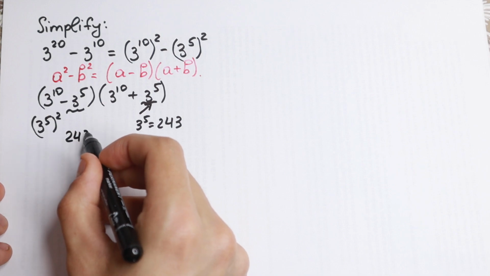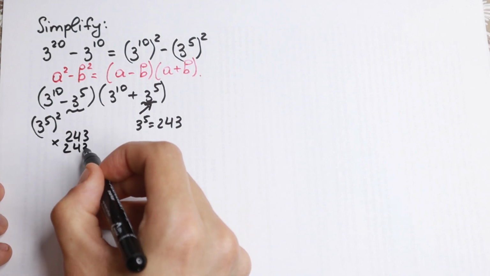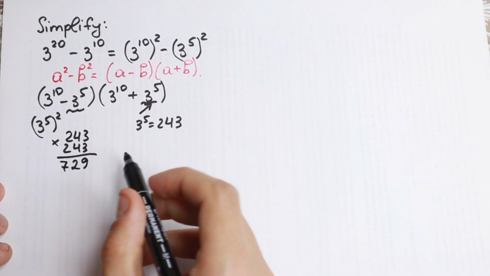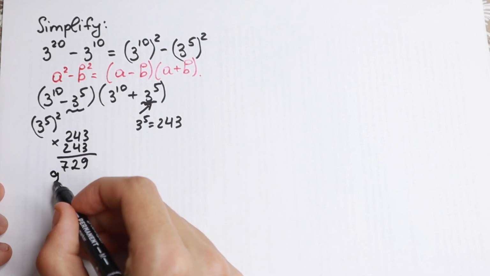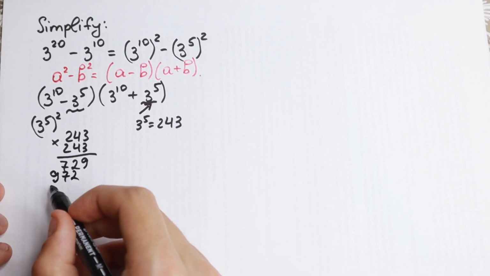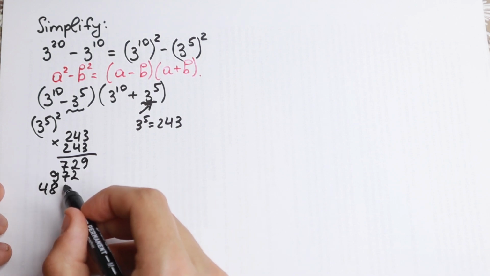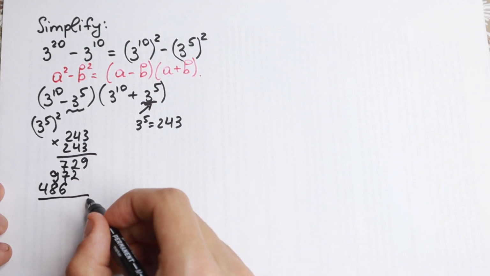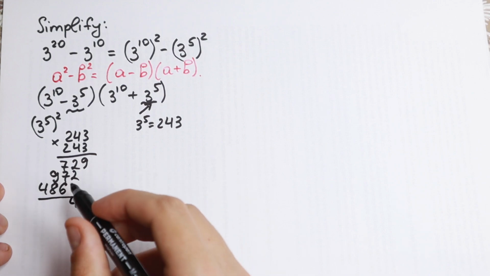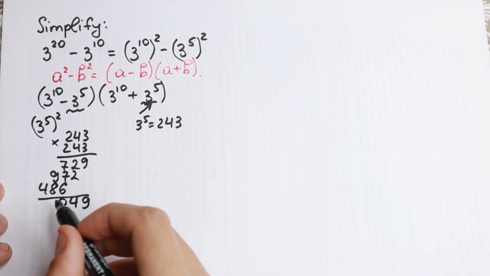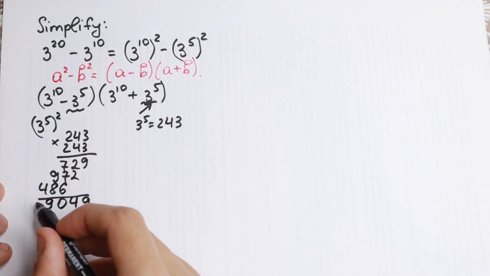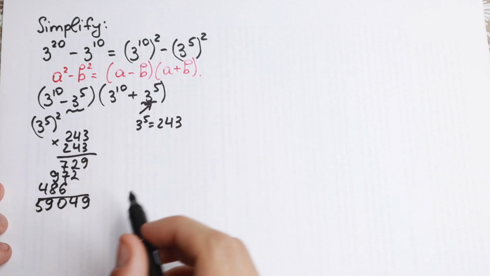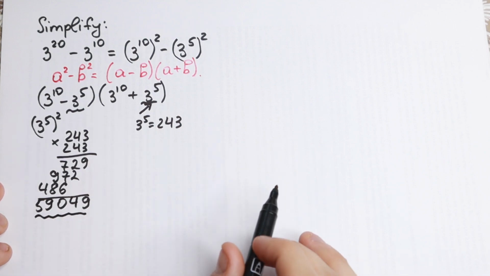So 243 times 243. I try to multiply it real fast because we need to solve it real quick. Right here we have 729, and we need to add 972, and right here multiplying 486. Okay, if we add it, we will have right here 9, right here we will have 4, 14, we will have 0, 2, we will have 17, 9, and 5. So as you can see, 243 times 243 is equal to this answer.